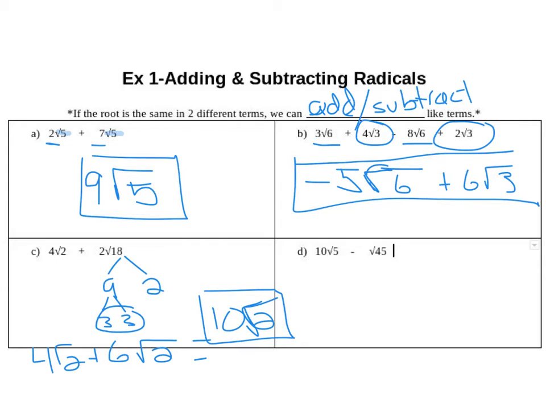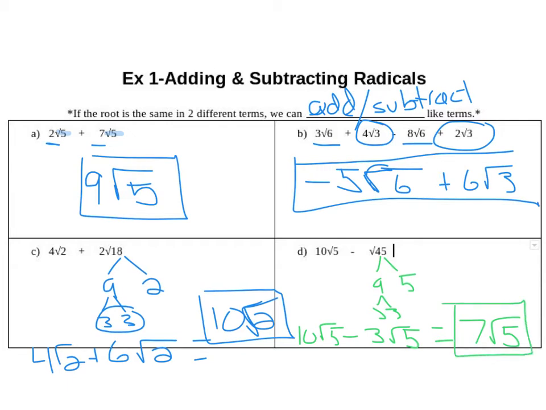Again, with example D, we're looking at different radicals, but if we want to combine them, we need to see if they will reduce. This term will reduce. So again, with the 9, we know that can be rewritten as 3 root 5. So now we have a 10 root 5 minus 3 root 5, and that will equal 7 root 5. And that's it.